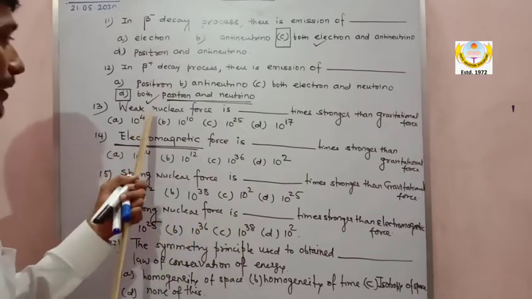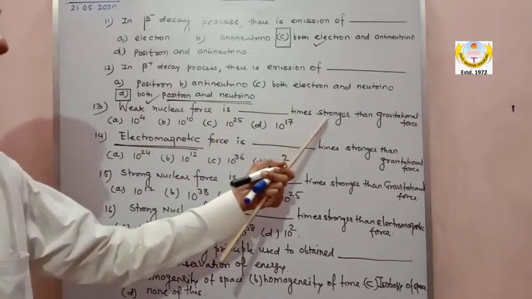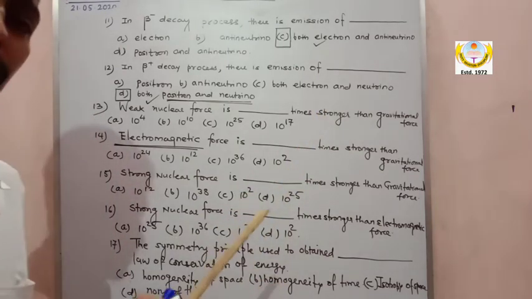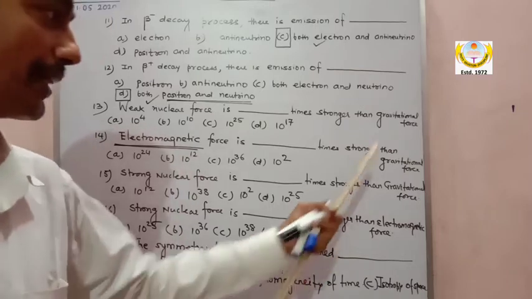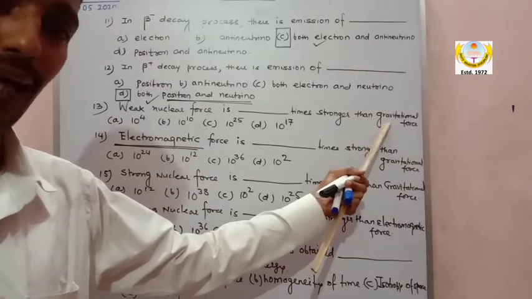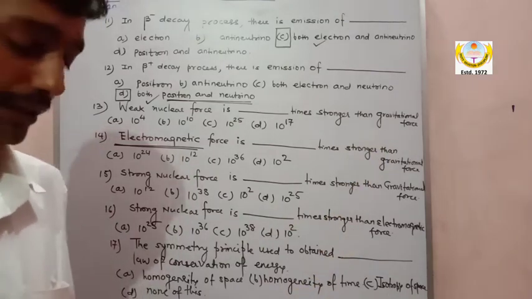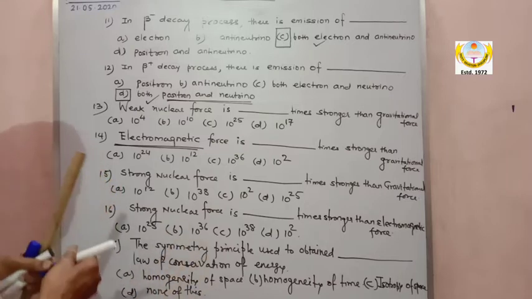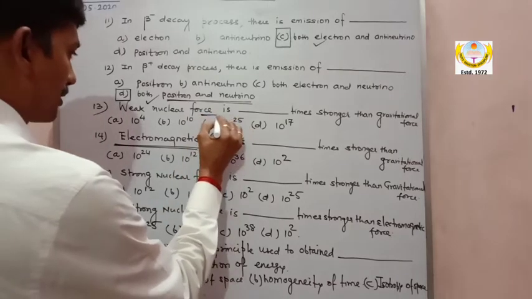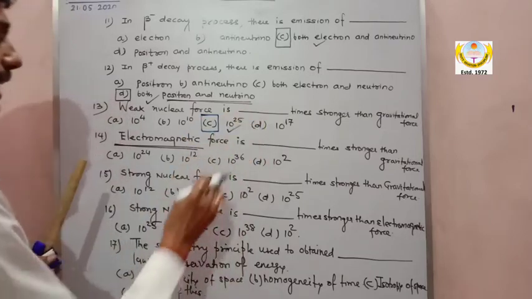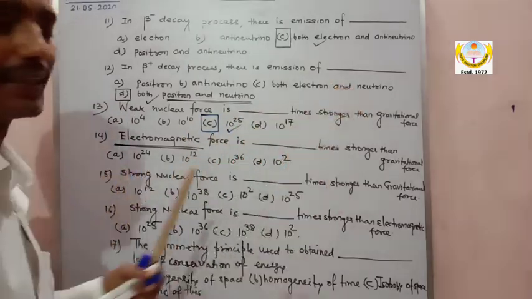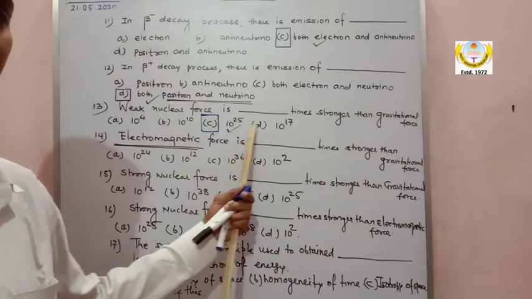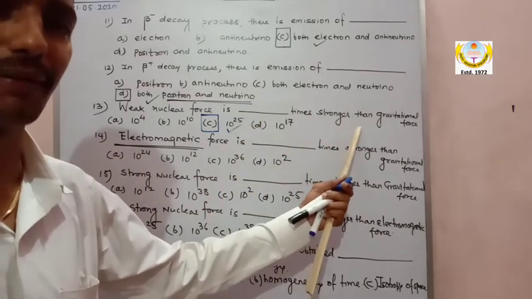Now the next question, my dear: the weak nuclear force is dash times stronger. In my previous question, I told you that the weak nuclear force is stronger than the gravitational force. Now the question is, how many times is it stronger? The right answer is 10 power 25 times. So take care, my dear, the weak nuclear force is 10 power 25 times stronger than the gravitational force.